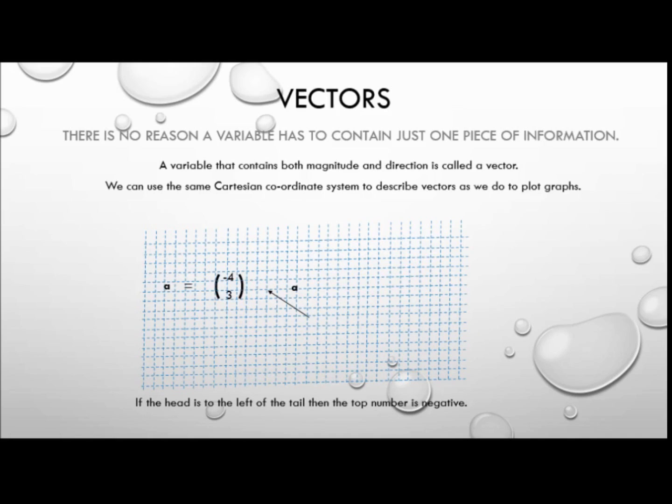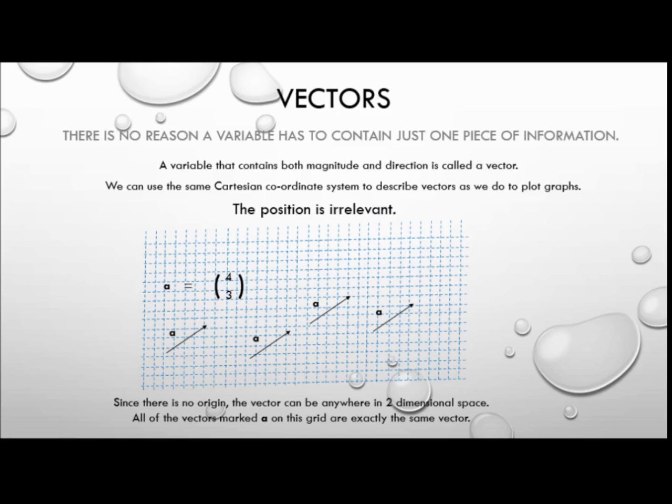If the head of the arrow is to the left of the tail, then the top number is negative. If the head is lower down than the tail, then the bottom number is negative. And since we don't use an origin, the vector can be anywhere in two-dimensional space. So all of the vectors marked A on this grid are exactly the same vector. The position is completely irrelevant.